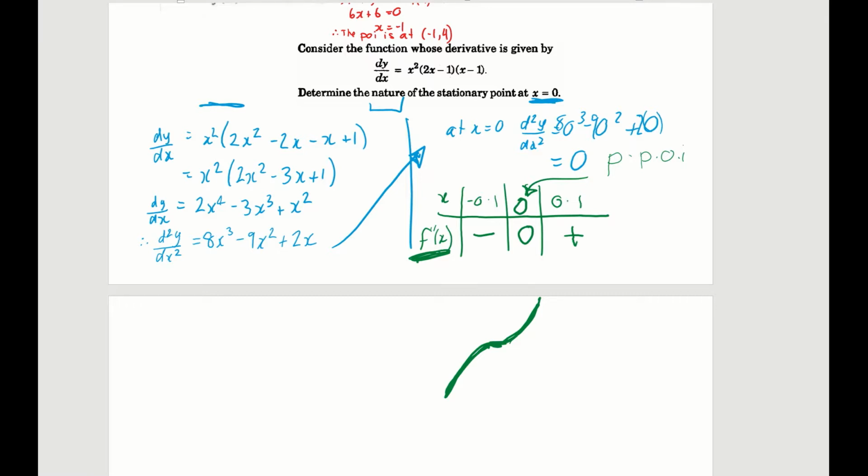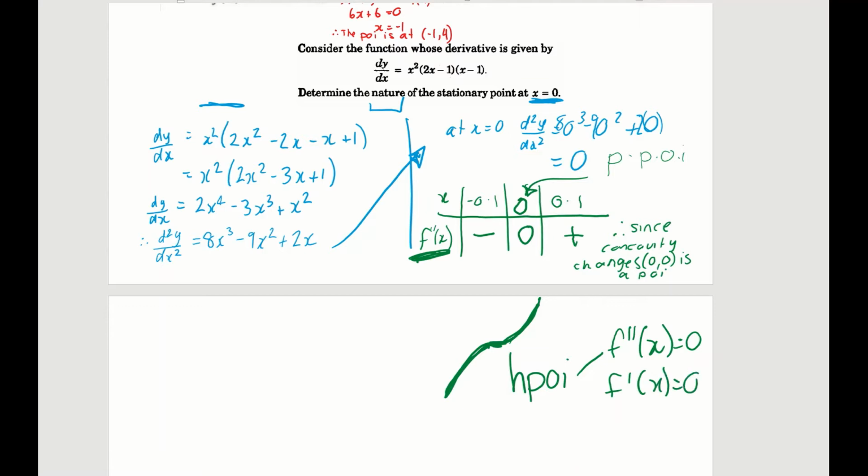Now, there's one last thing though. Any time you have concavity changes, so therefore a point of inflection, and that's something I would write, since my concavity changes at 0, 0 is a point of inflection, I must always check for horizontal point of inflection. Any time you get yes, it is a point of inflection, you have to check and see if it's also horizontal. So remember the definition of a horizontal point of inflection. It has my first and my second derivative equal to 0 at that point.